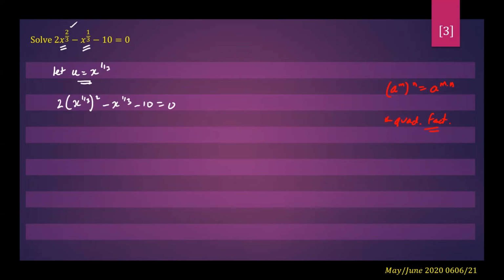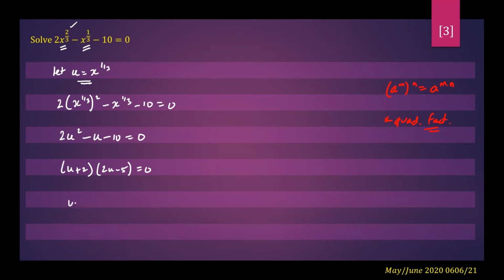So we'll do a substitution because it will make our life a bit easier when we're trying to solve this kind of question. So we'll put u in. So we have 2u squared minus u minus 10 equals 0. At this point, we need to factorize. Our factors are going to be (u plus 2) and (2u minus 5) equals 0. And now we'll solve for u.